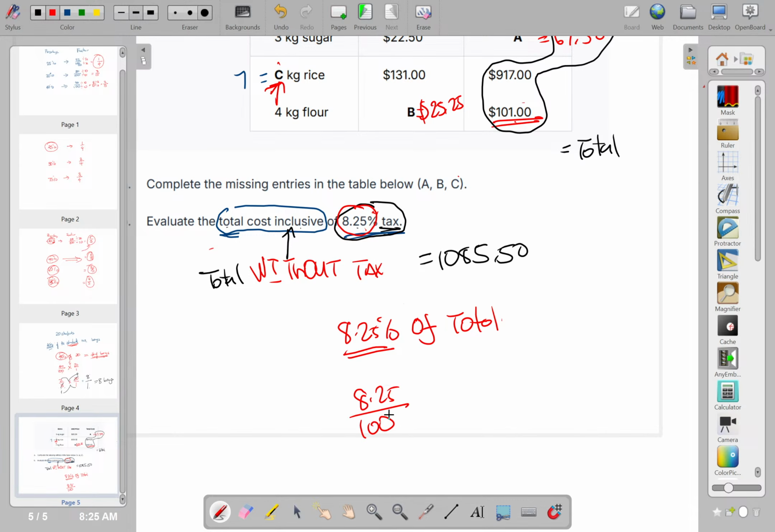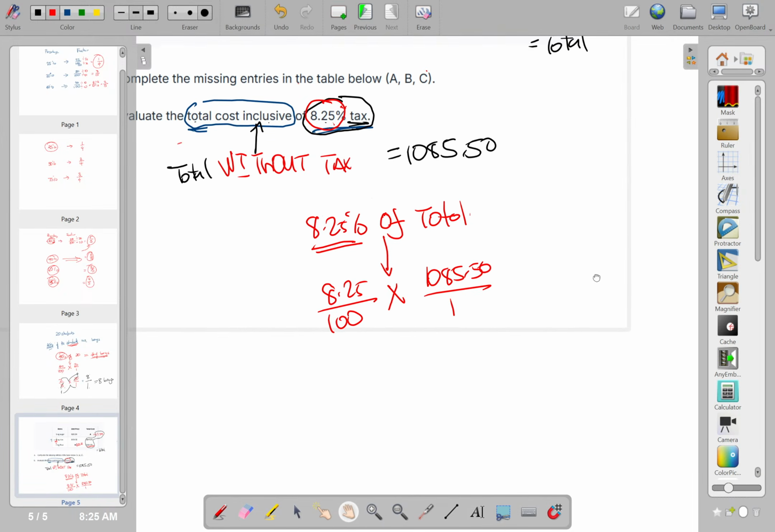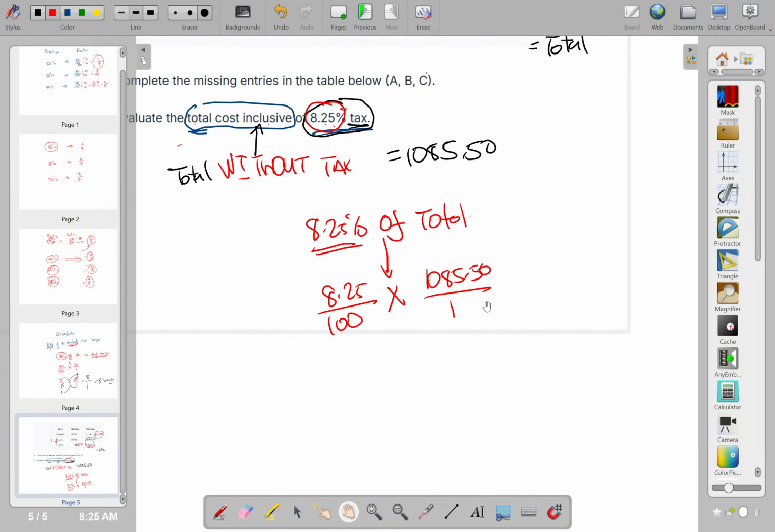I don't care how it looks. Sometimes students feel nervous because of the decimal. I don't care. Then I'm going to apply that. Of means times, so I'm going to multiply by the total of 1,085.50. Sometimes students get nervous even right here, and I don't know why. You literally can just say, top number times top number. What does that give me?